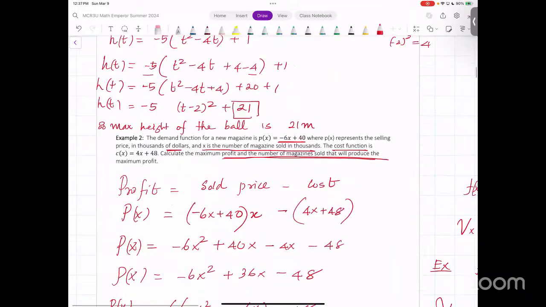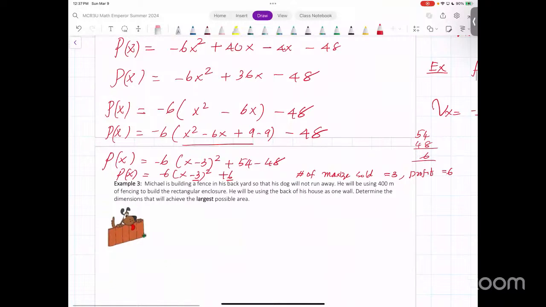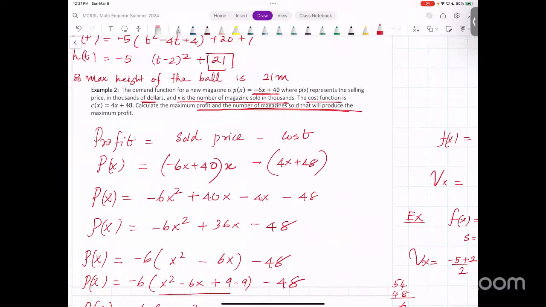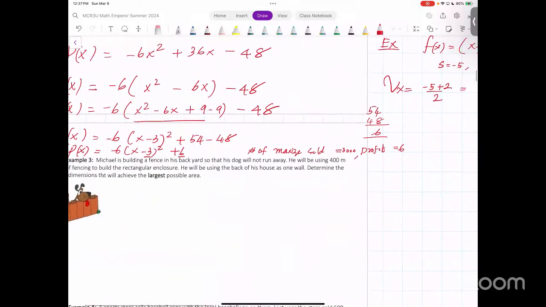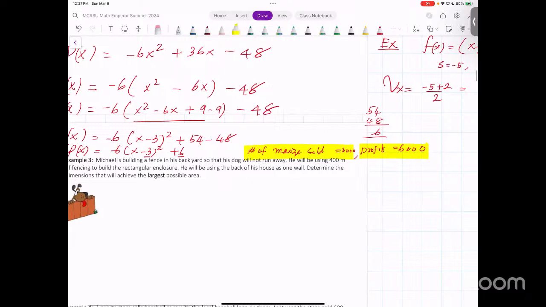Do you guys need to read the question? X is the number of magazines sold in thousands. So when I get X, it's 3,000. It's not 3. This is 3,000. The profit is going to be in thousands. The selling price is going to be also 6,000. Are you guys following that? Aaron? Yes? You need to convert it back. Most common mistake on these questions, you're not converting it back to the unit they're specifying.